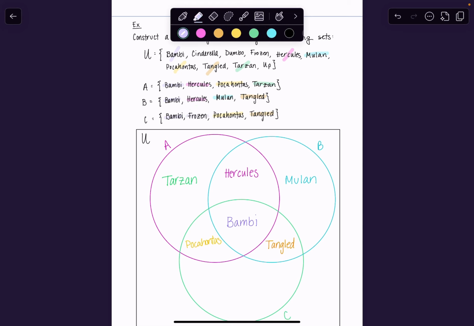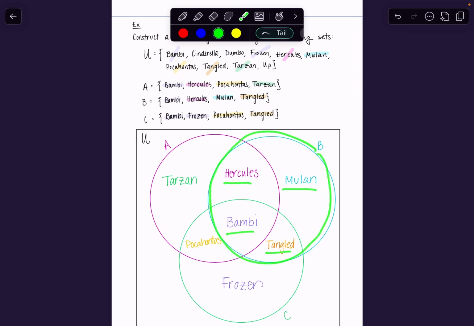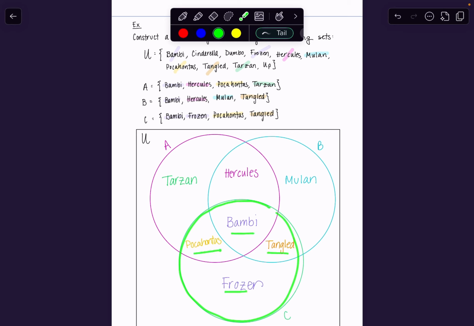Ran out of colors, but that's okay. So we'll just start repeating them. So Frozen goes on the outside. So sets A, B, and C are all filled up. And again, so you can easily see, this is A circle, and those are the 4 movies that belong to A. Likewise, this is B circle. Hercules, Mulan, Bambi, and Tangled are the 4 movies in B. And then looking at set C, that's Bambi, Tangled, Frozen, Pocahontas, the 4 movies that we have in here.